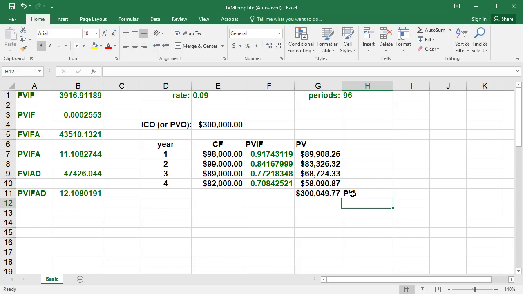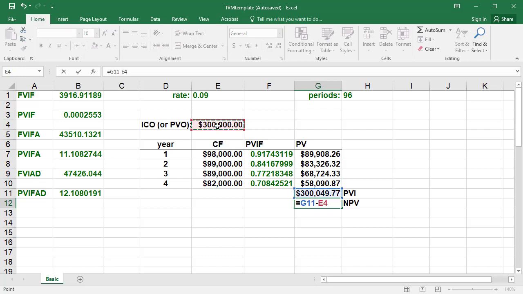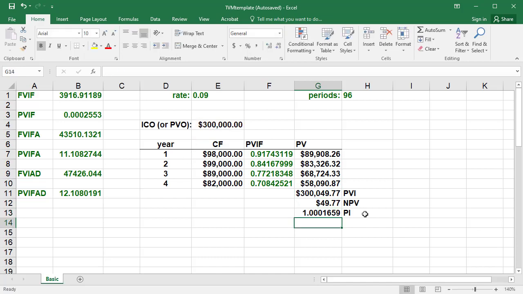We can calculate the net present value by coming to this cell and saying equals the present value of inflows minus the present value of outflows. And our net present value is $49.77. Once we get here, it's easy to calculate the profitability index. Instead of taking the present value of inflows minus the present value of outflows, I'm going to divide. So the profitability index is equal to the present value of inflows divided by the present value of outflows, and we get the profitability index, which is just over 1.0.